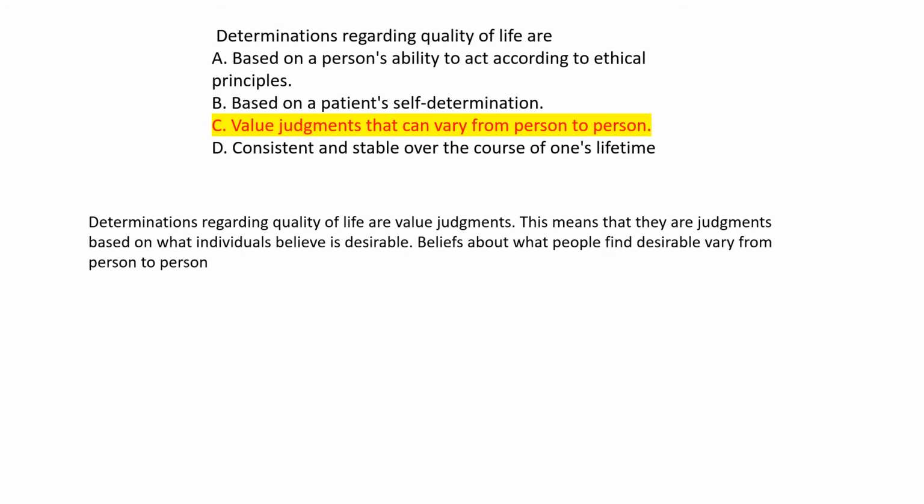Answer C. Value judgments that can vary from person to person. Determinations regarding quality of life are value judgments. This means that they are judgments based on what individuals believe is desirable. Beliefs about what people find desirable vary from person to person.